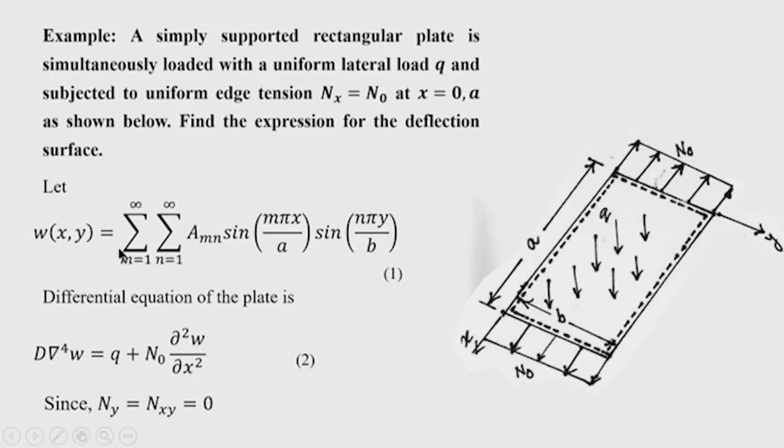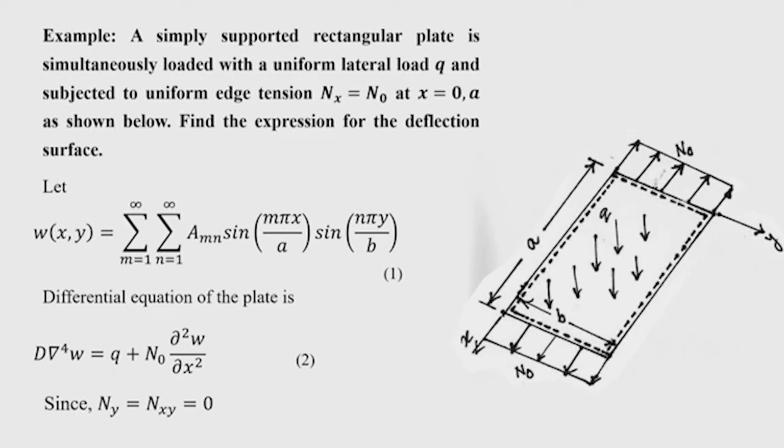Now, you can take here a Navier series, because the plate is simply supported along all edges. So, a double trigonometrical series will satisfy the boundary conditions, that is the deflection and bending moment at edges x equal to 0 and x equal to a, and y equal to 0 and y equal to b, by taking the double trigonometrical series sin(m pi x/a) sin(n pi y/b) with coefficient Amn.